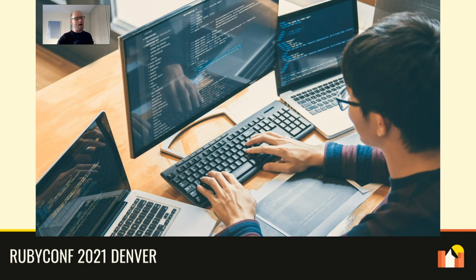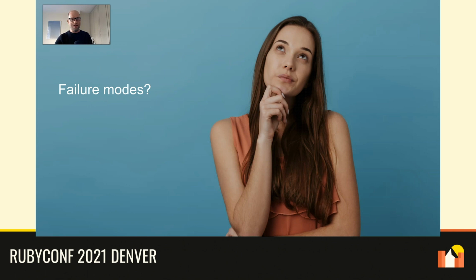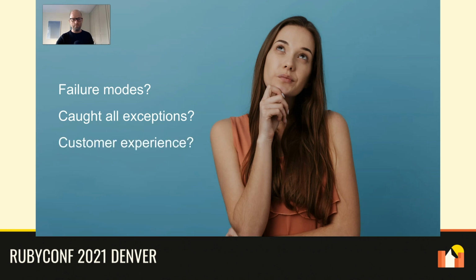and at some point, if you're anything like me, you stop and you think, hang on, have I caught all the failure modes for this piece of code? Have I caught all exceptions? And more importantly, have I caught the right exceptions? And then what would the customer see if this piece of code went wrong? What should they see?